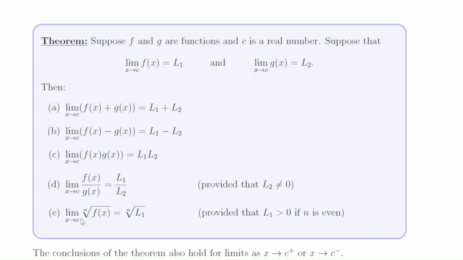We also have the limit of a square root equals the square root of the limit, or the limit of the cube root equals the cube root of the limit. The only thing you have to be careful of here is that you don't want to be dealing with imaginary numbers. So for example, if n is an even number, so if you're taking a square root or a fourth root, you need the L1 to be positive. If L1 is negative, you'd be dealing with imaginary numbers. So the limit of the root equals the root of the limit, as long as you're not dealing with imaginary numbers.